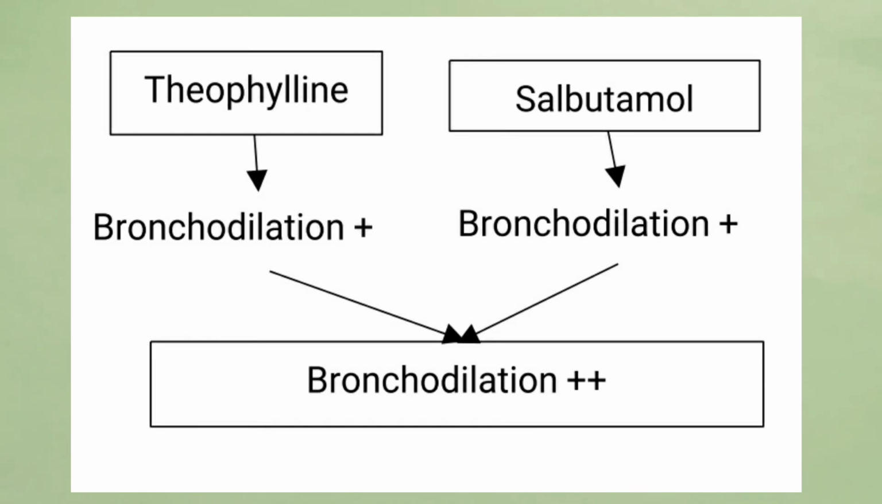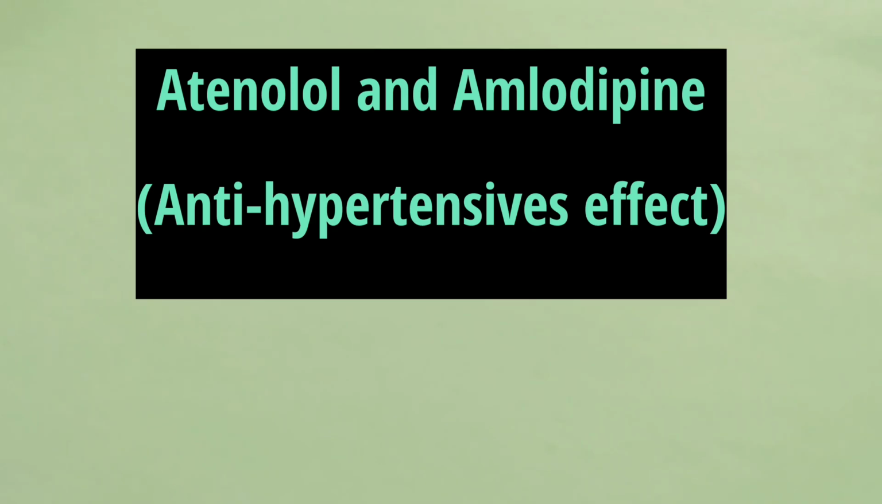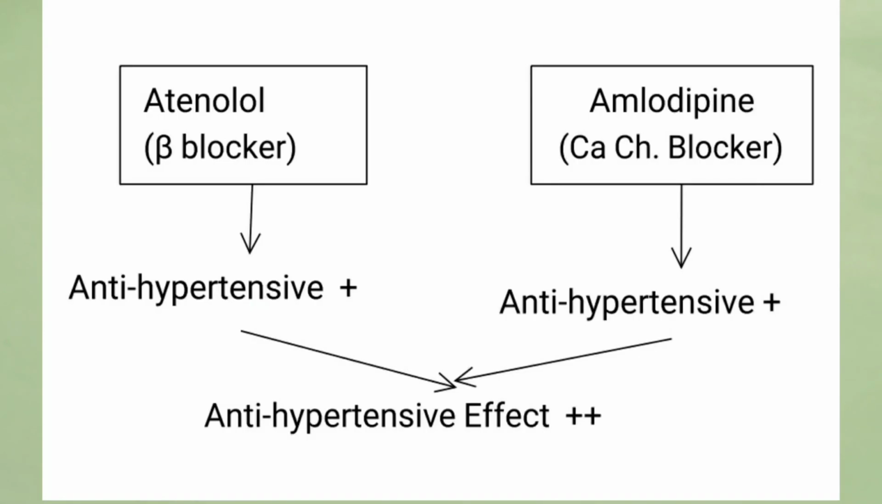The next example, theophylline when combined with salbutamol produces greater bronchodilation. Theophylline, by inhibiting the phosphodiesterase enzyme, increases the concentration of cyclic AMP, which causes bronchodilation. Salbutamol stimulates the adenylate cyclase enzyme, which increases the cyclic AMP formation and produces bronchodilation. So, both salbutamol and theophylline when combined together produce a greater bronchodilatory action.